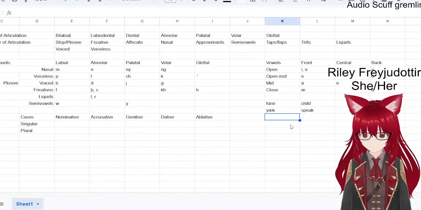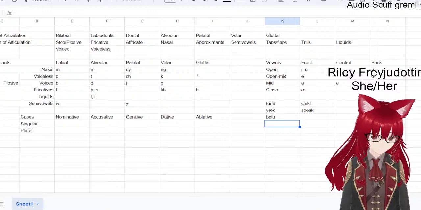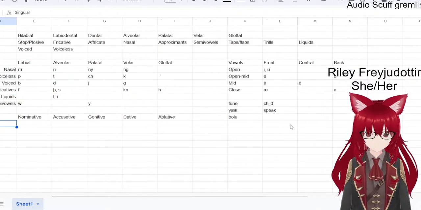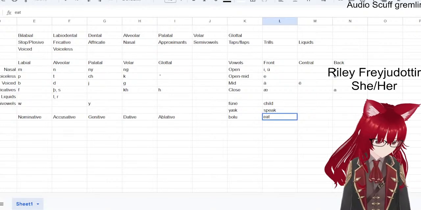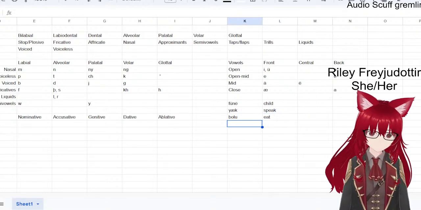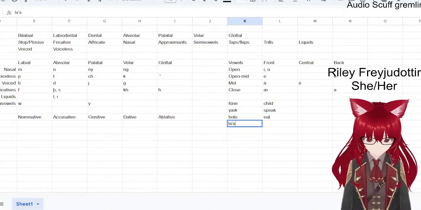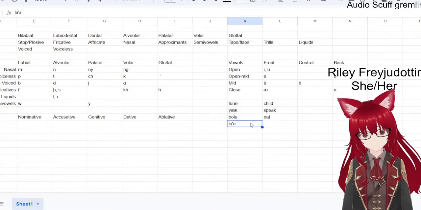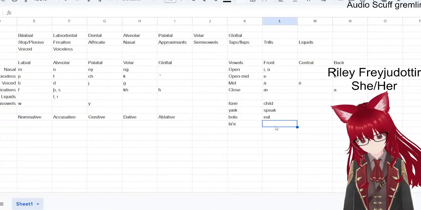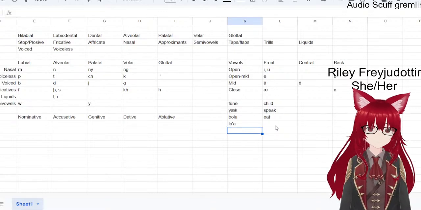Let's see. Next word is going to be oru. That is going to mean, I don't know. We're going to leave that for later. I'm going to decide what that means later.